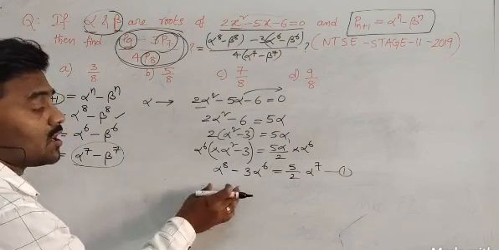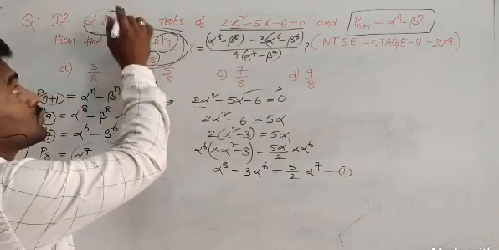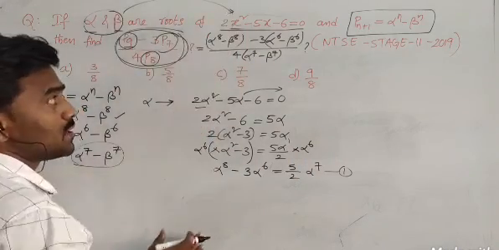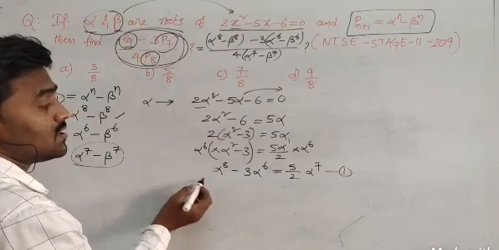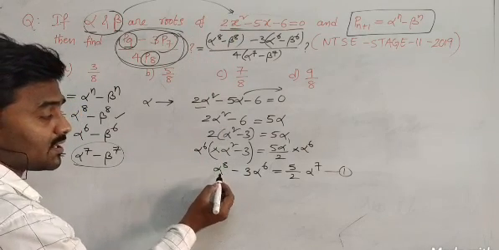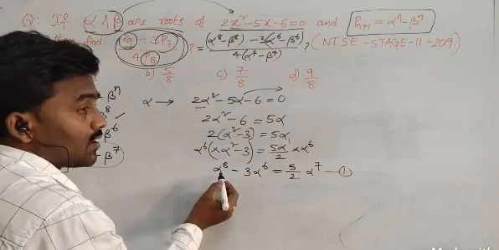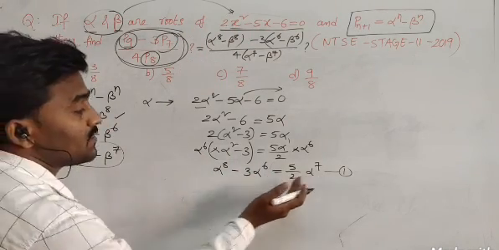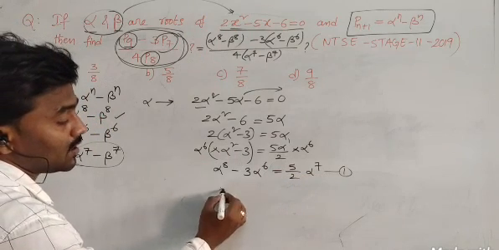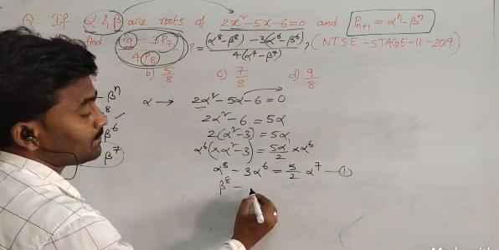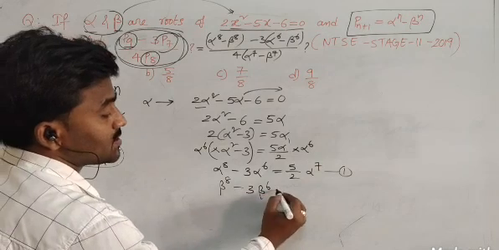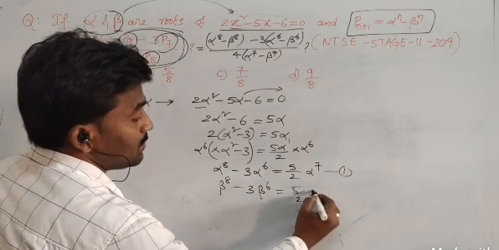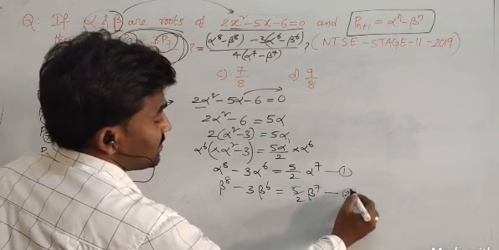If I substitute beta also as a root, then in place of alpha you will get beta. Just see equation 1: wherever we have alpha, write beta. So beta power 8 minus 3 beta power 6 is equal to 5/2 beta power 7. Let's take this as equation 2.